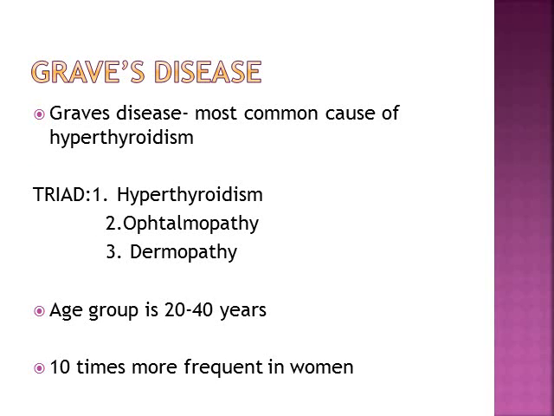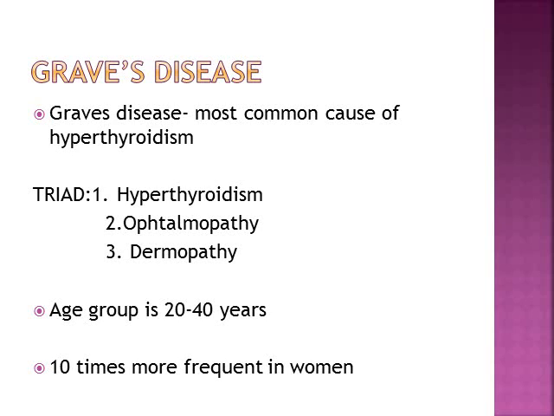What is Graves' disease? This will anyway be dealt with by both of us, me and sir. Graves' disease is the most common cause of hyperthyroidism. It is a triad of features. What are the triad of features? One is hyperthyroidism. That means in Graves' disease, the thyroid gland is diffusely secreting more T3 and T4. The entire gland is secreting more T3 and T4, with diffuse hyperplasia of the thyroid gland and increased secretion. That is the first one, hyperthyroidism.